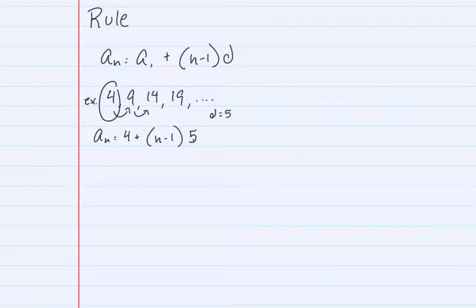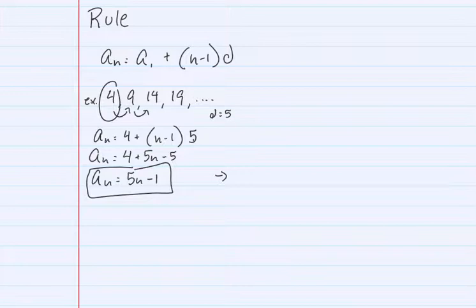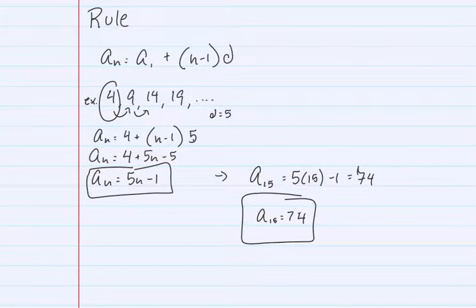That is enough information to actually write my rule. So I want to go ahead and distribute here and get 5n minus 5. And here is my rule, 5n minus 1. This is my final rule. So I can now find my 15th term by plugging in a 15. It equals 5 times 15 minus 1, which is equal to 74. So a sub 15 equals 74. Answering our question fully, I need both parts, the rule and a sub 15.